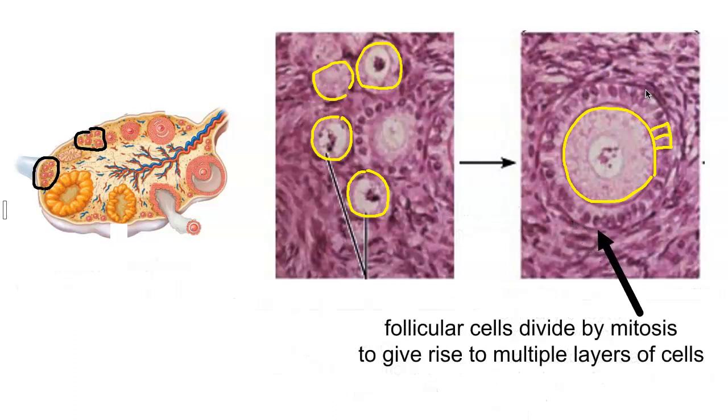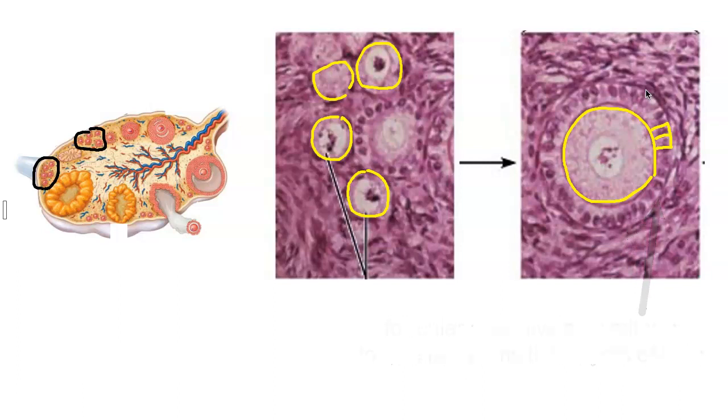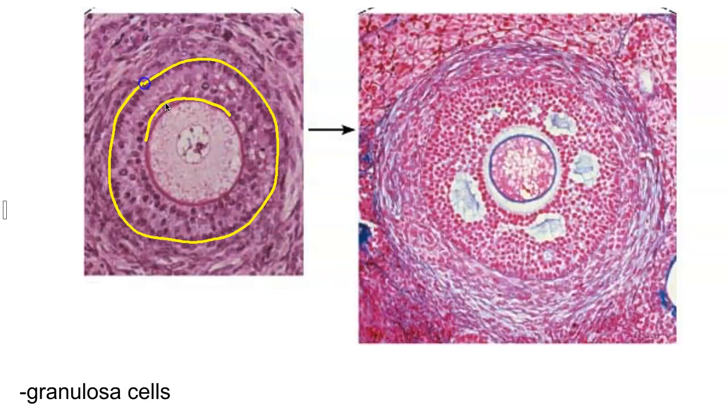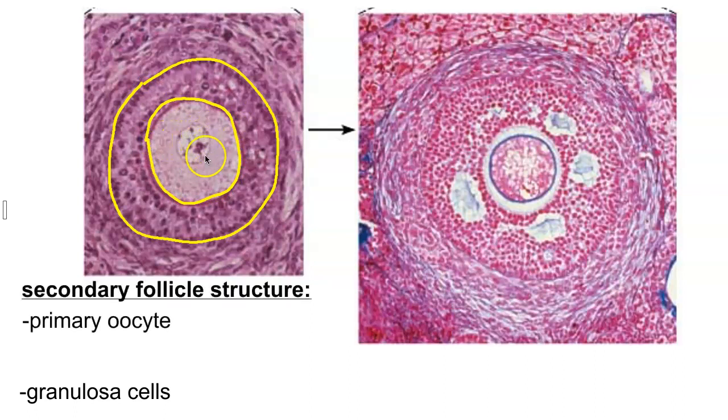What happens next is the follicular cells start to divide by mitosis, giving us multiple layers of cells. This is what it looks like. Once you have more than one layer of follicular cells, as we can see here, those cells are now known as granulosa cells. And once we have multiple layers of granulosa cells that surround what is still the primary oocyte, then the whole structure is called a secondary follicle. In a secondary follicle, the primary oocyte starts to deposit a layer of sugar and protein on the outer membrane of the oocyte, known as the zona pellucida.